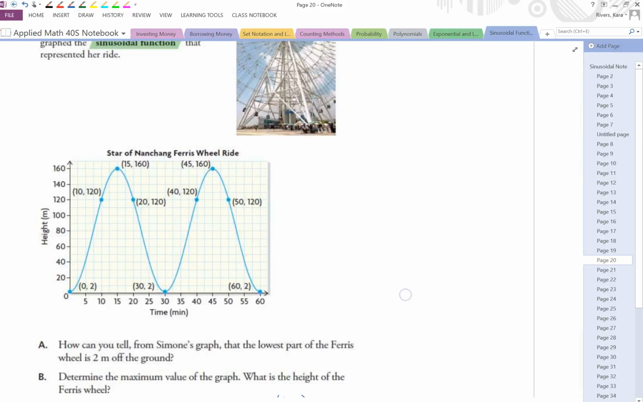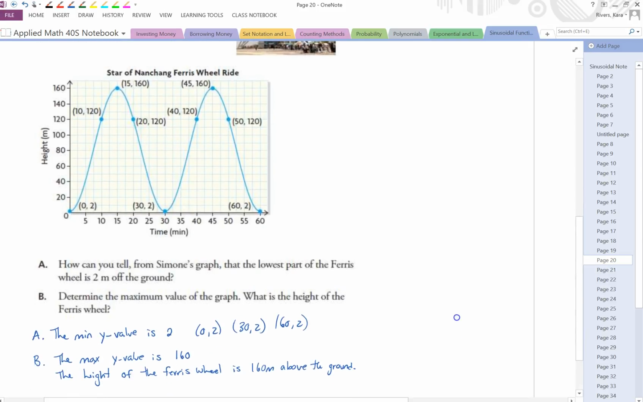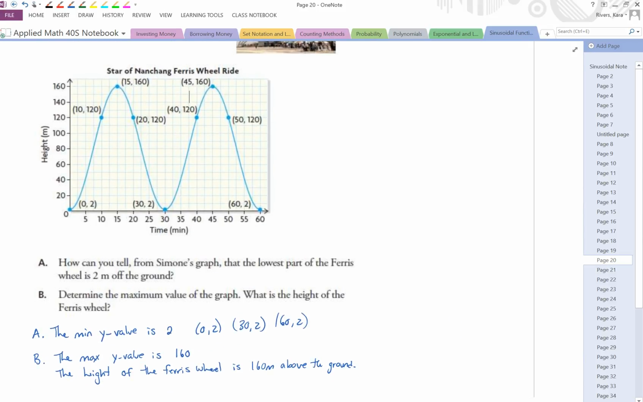B says, determine the maximum value of the graph. What is the height of the Ferris wheel? Well, similarly, we're going to be looking at the maximum points. And if we look at the maximum y value, we can see that's 160 meters off the ground. So that would be the highest point. And I summarized this below here. All right, the next questions are on the next page.